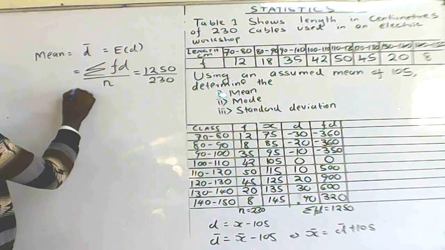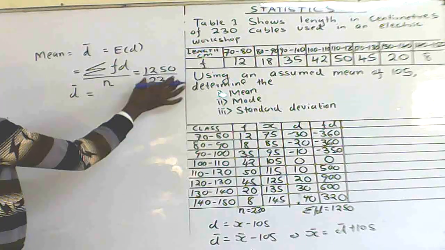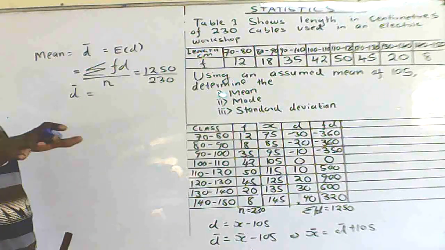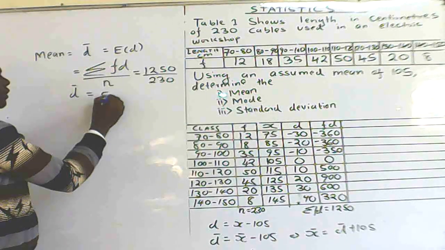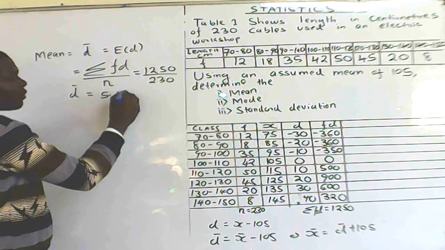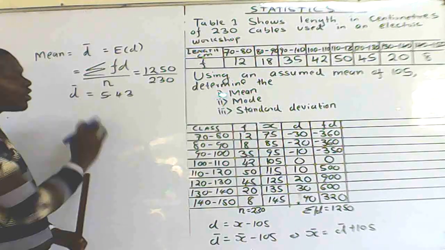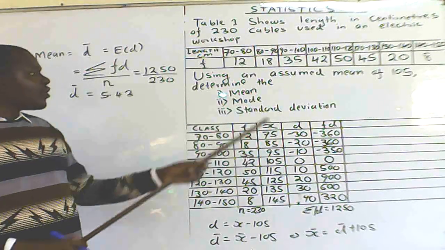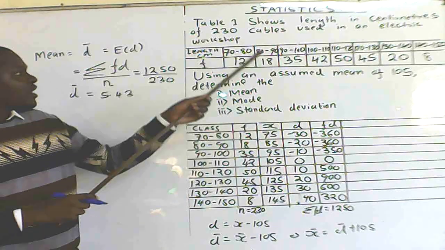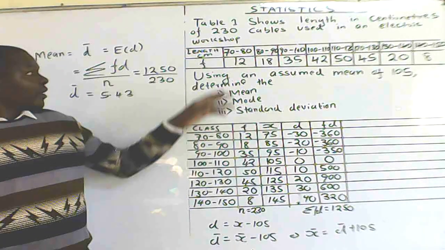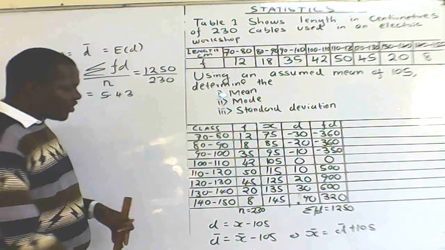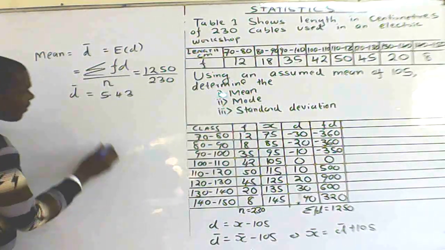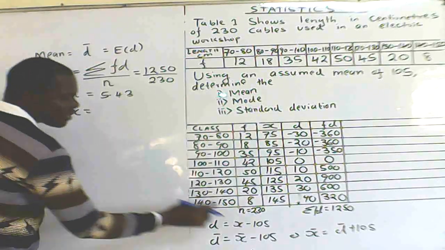Then n, their total number was 230. So in the end, what do you get to be the mean of D? 1250 divided by 230, you have 5.43. So we found the mean of D. But we are using the mean of D to get the mean of x, because x is the mean of the values there, the lengths, isn't it?